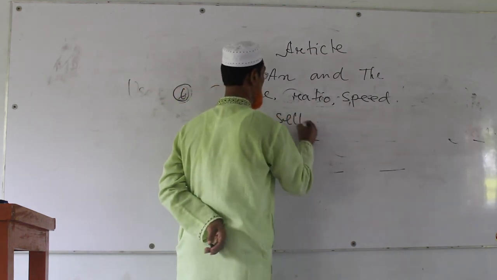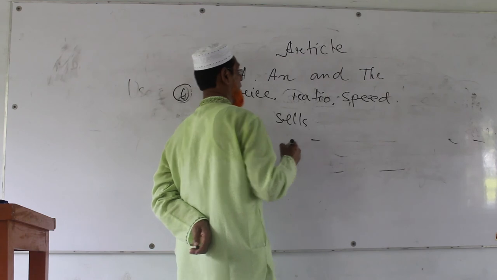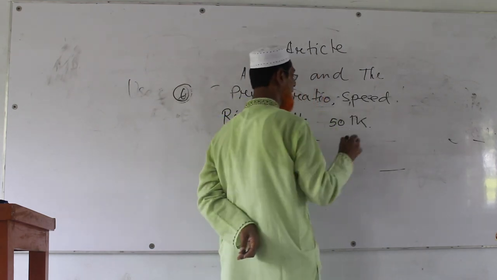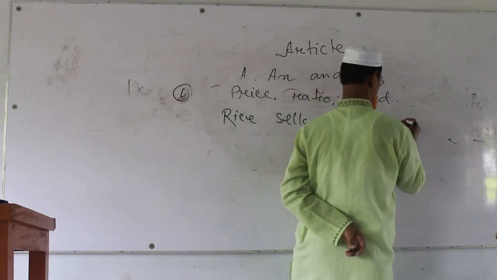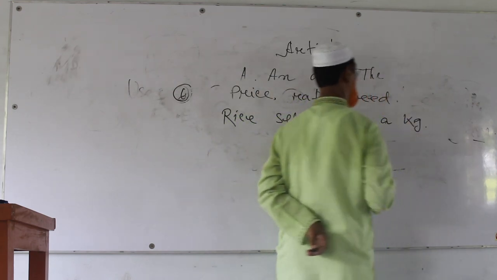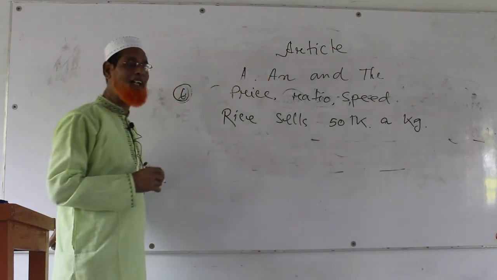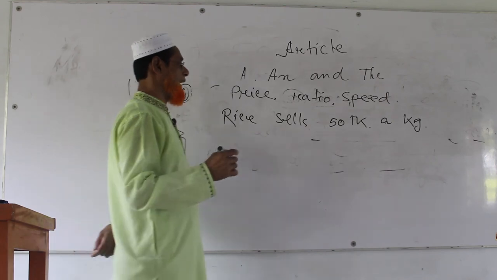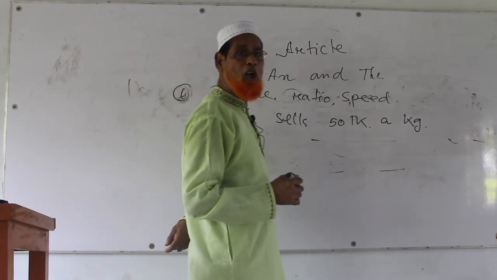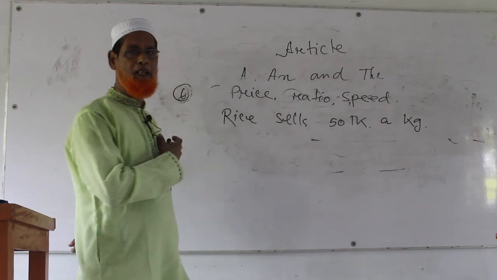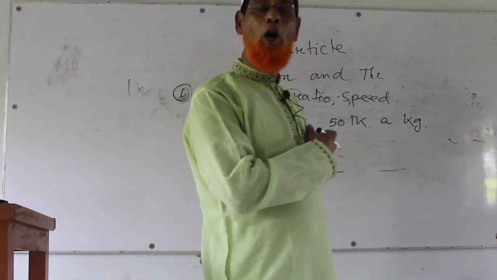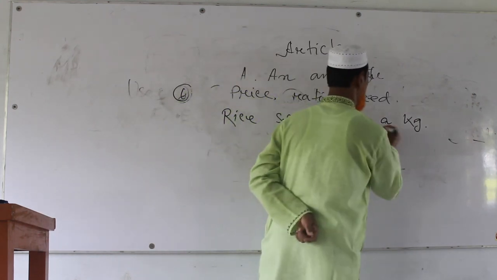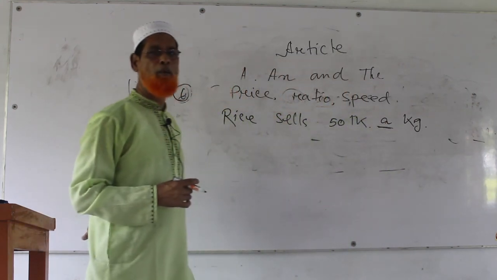Rice sells 50 taka a kg. Rice sells 50 taka a kg. Here we can see the rate per kg is 50 taka. Here a is used to mean rate, a kg means per kg, the price is 50 taka.